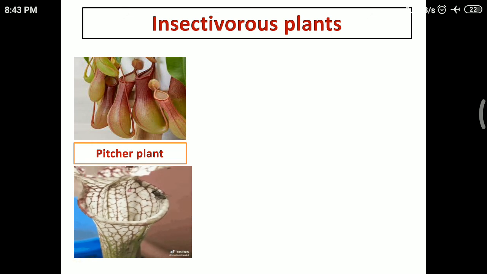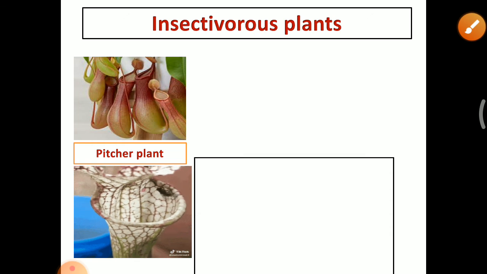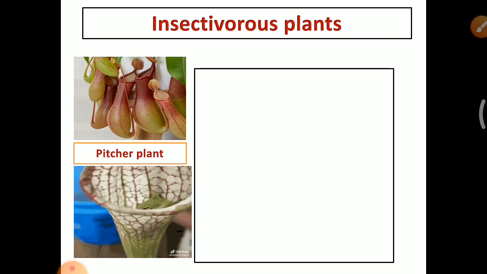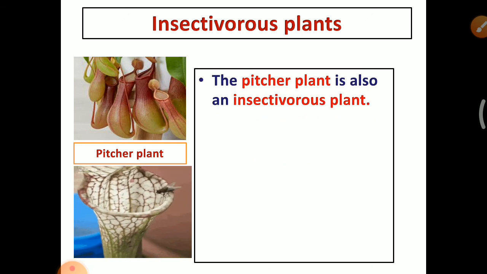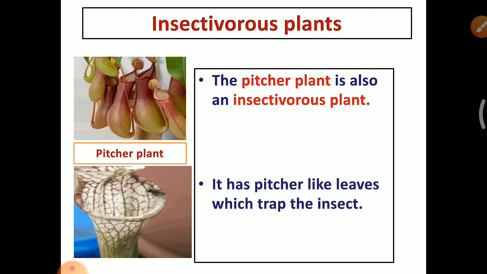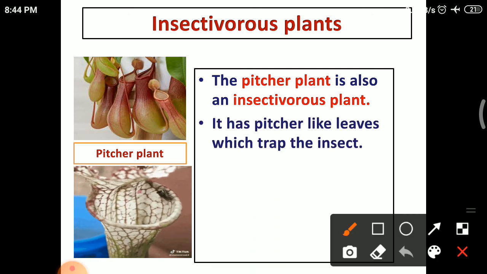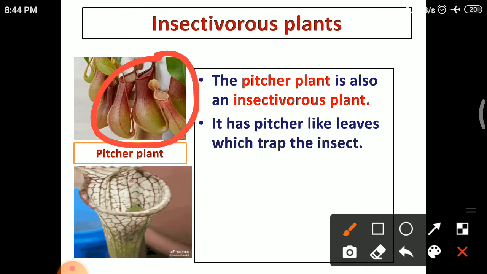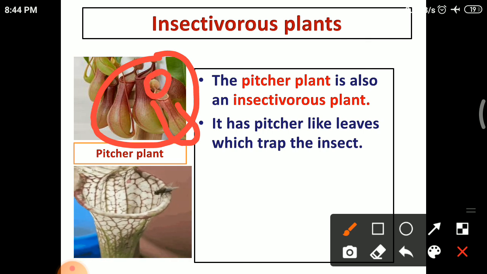The next one, the pitcher plant, is also called an insectivorous plant, because this plant also traps the insect when it is sitting on the leaf. So the pitcher plant is also known as an insectivorous plant. It has pitcher-like leaves which trap the insect. So this is a leaf of the pitcher plant. It looks like a pitcher shape and it has a lid.